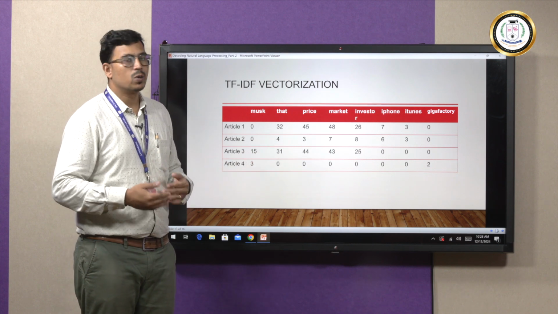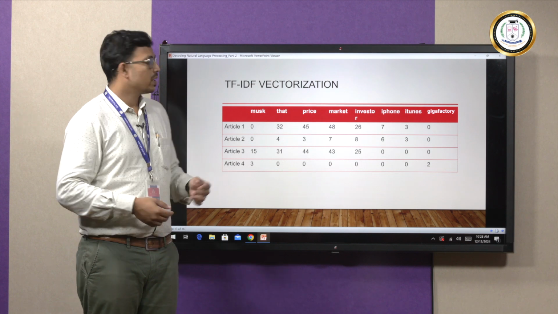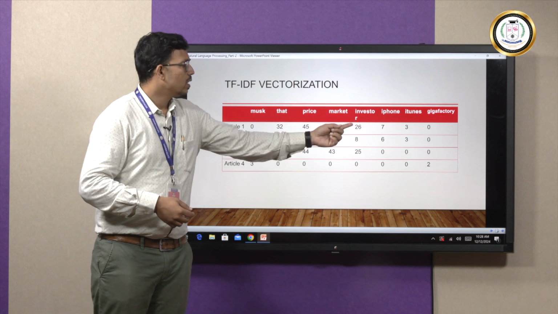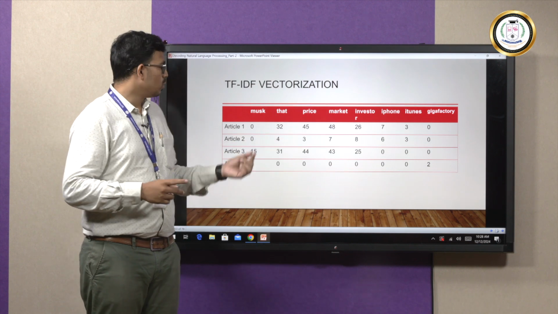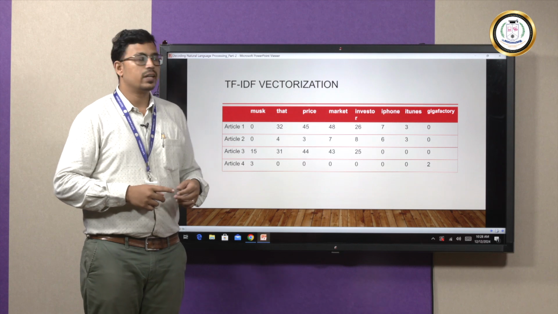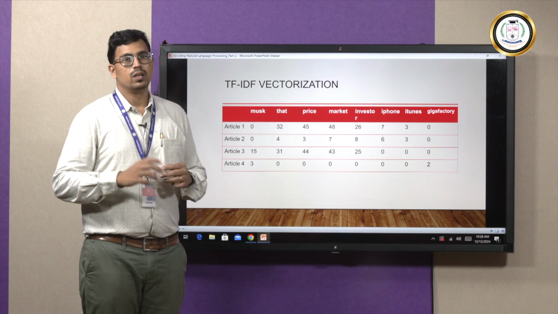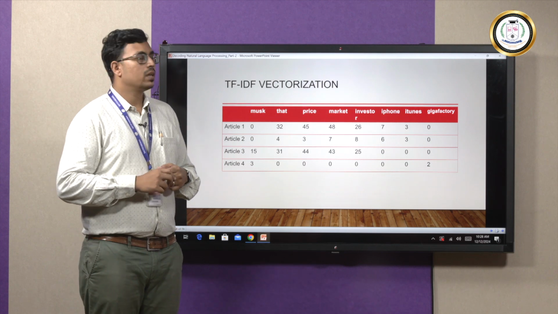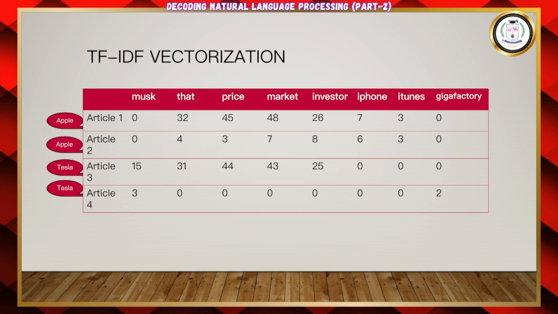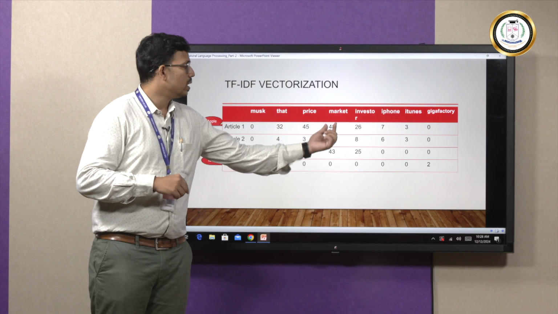So hence we can conclude that article 3 and 4 are the same. In the same way, you can see iPhone and iTunes have come in both article 1 and 2, and you can say that article 1 and 2 are in the same category. But there are certain tokens which confuse the machine, like for example "that", price, market, investor.